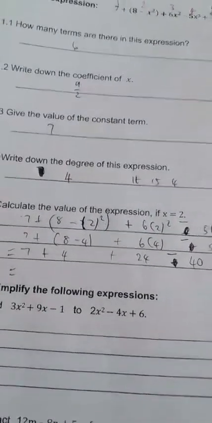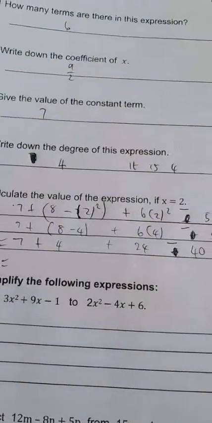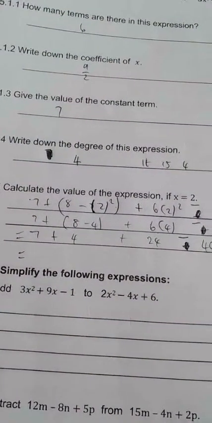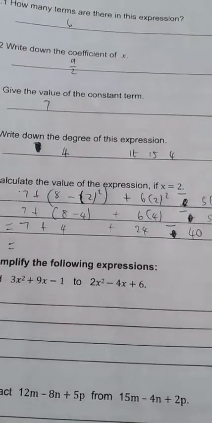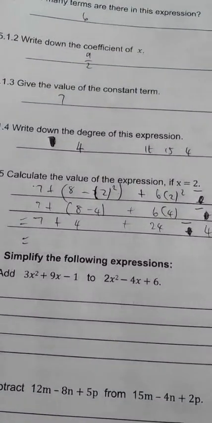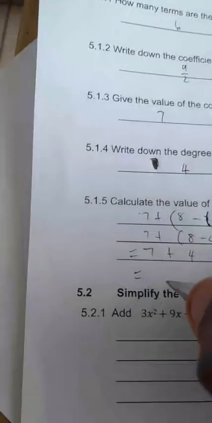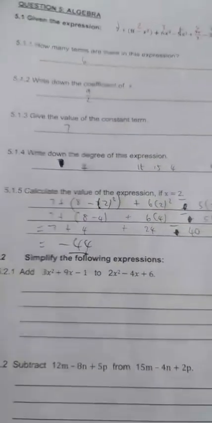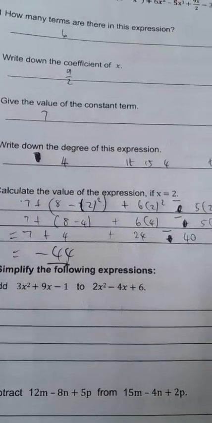Then you just put this there. You can calculate very nicely. 7 plus 4 is 11, plus 24, minus 40, plus 9, minus 48. You get a beautiful answer of negative 44. That's 3 beautiful marks, guys. Substitution alone gets you a mark. Substitution alone gets you a mark.